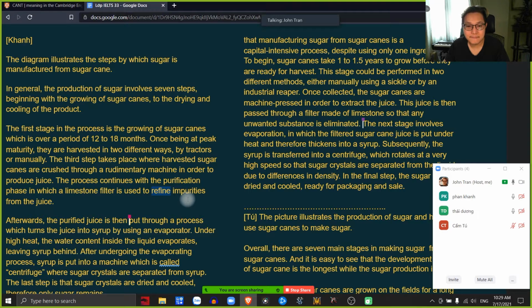It's used to filter out or to remove. We say, let's say, to remove impurities from the juice, okay?